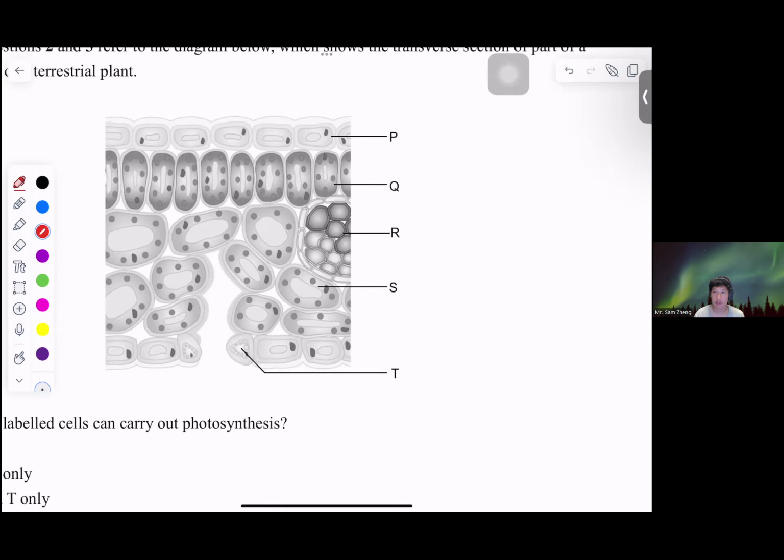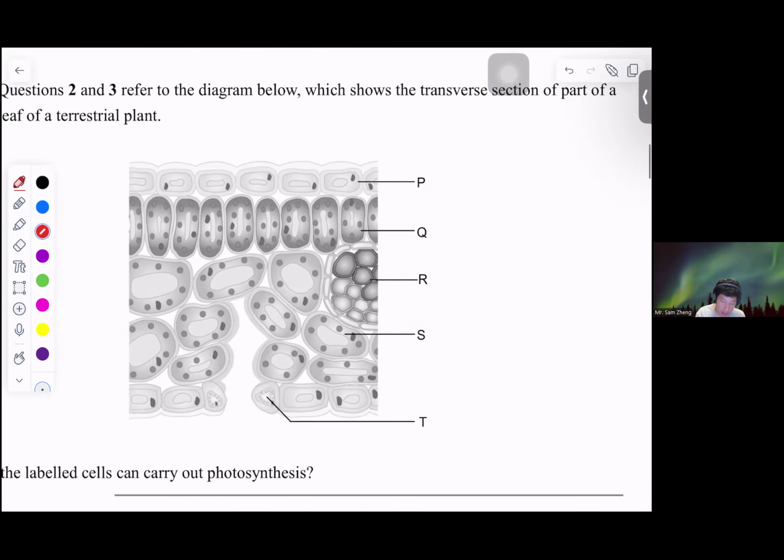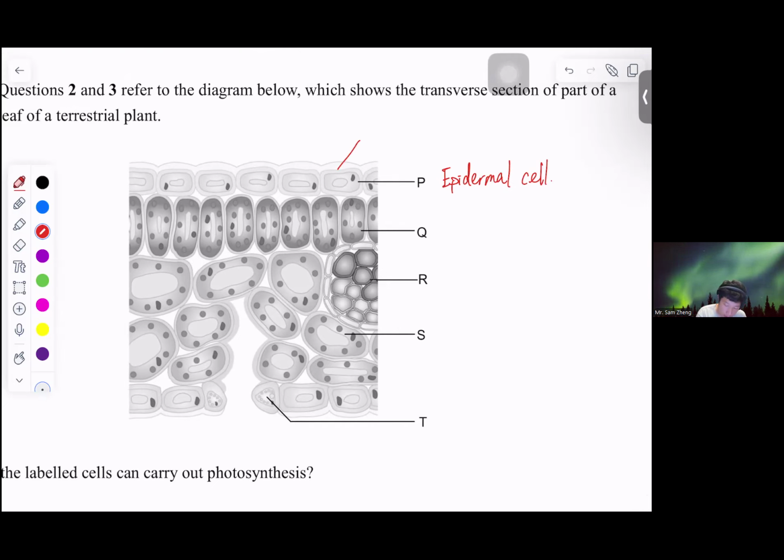Okay, I think 1 minute has passed, so let us quickly have a look. For P, it would be what we call the epidermal cell, which is the upper layer. This transparent layer would be what we call the cuticle. Then Q, which is closely packed, would be what we call the palisade mesophyll.